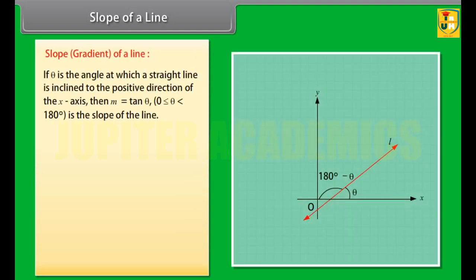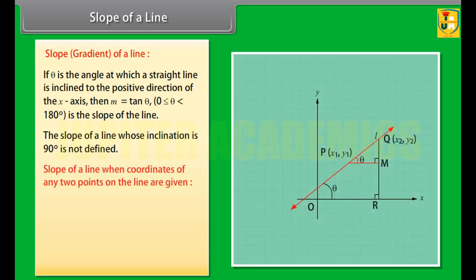Slope or gradient of a line. If theta is the angle at which a straight line is inclined to the positive direction of x-axis, then m is equal to tan theta. 0 is less than or equal to theta is less than 180 degrees is the slope of the line. The slope of a line whose inclination is 90 degrees is not defined.